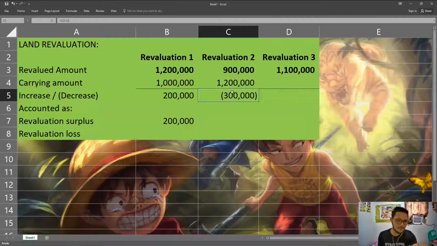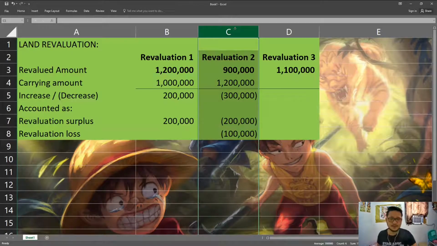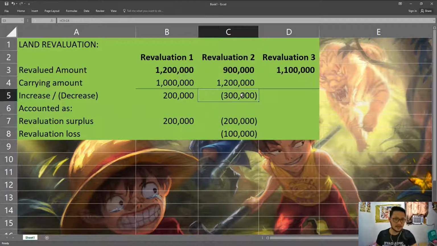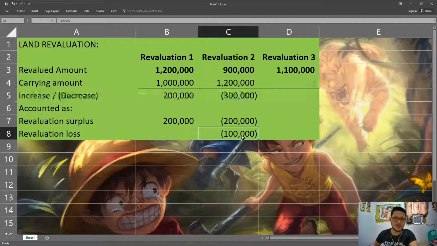So, ang mangyayari po, the allocation of the 300,000 is first, a cancellation of the surplus, and if there is anything remaining, it should be allocated to revaluation loss. Entry on the second time revaluation. Of course, decrease in land is credit land 300,000. Revaluation surplus is also cancelled out, debit revaluation surplus 200,000 and another debit to revaluation loss or impairment loss of 100,000. So you have that.